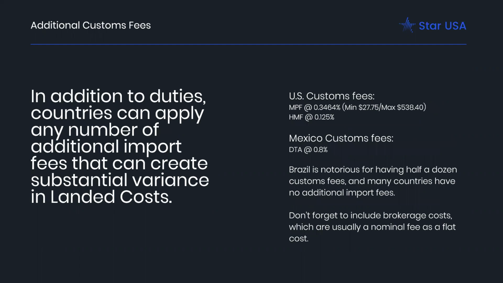In addition to the duty, there are often customs fees, and countries can implement any number of them into the import process. For U.S. customs fees, we have the MPF, the merchandise processing fee of 0.3464%. It has a minimum and a maximum that change every year; I think these are the current ones. The U.S. also has a harbor maintenance fee, the HMF, applied at 0.125% on the cost of the goods. The HMF only applies to goods arriving by vessel via seaport, but the MPF applies to all merchandise unless there is a free trade agreement in place.